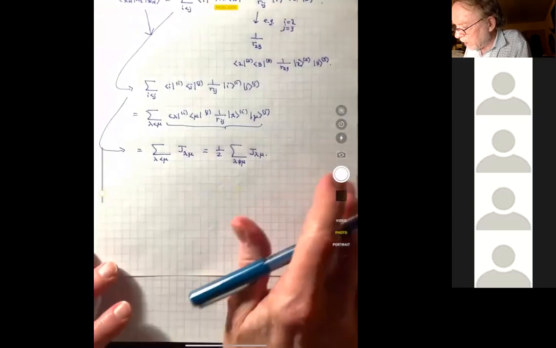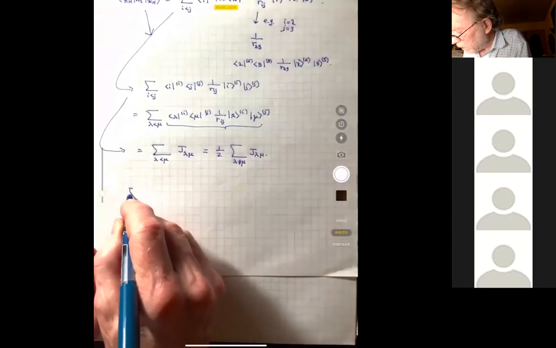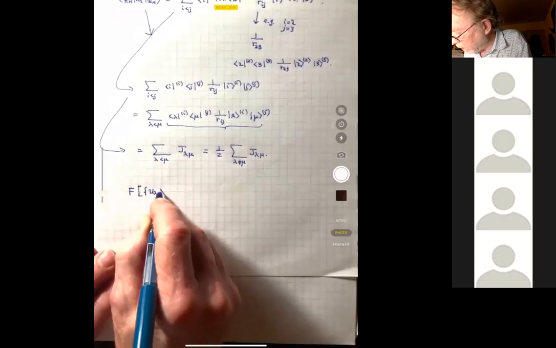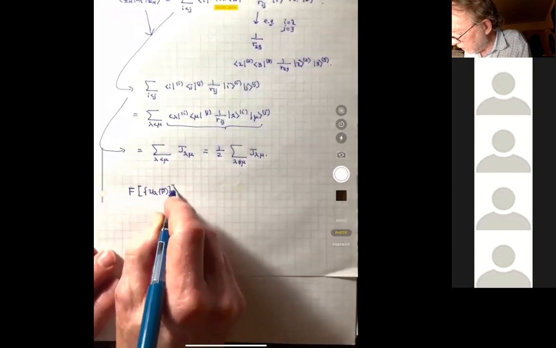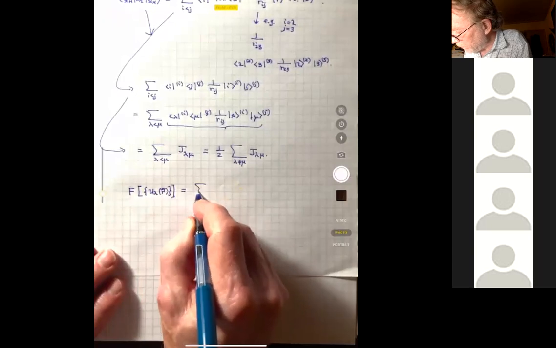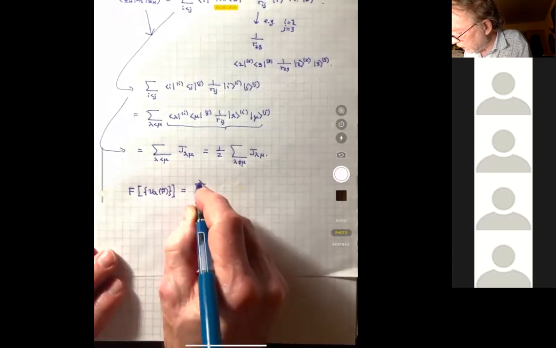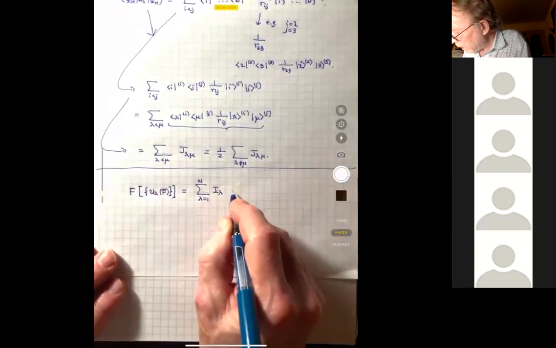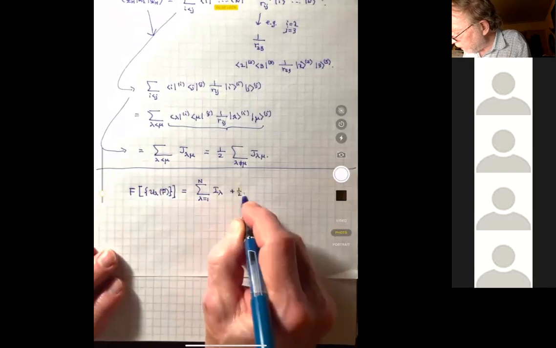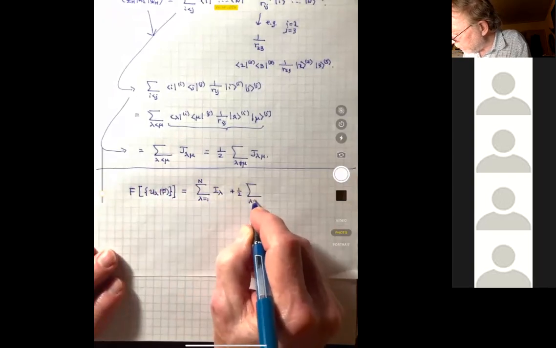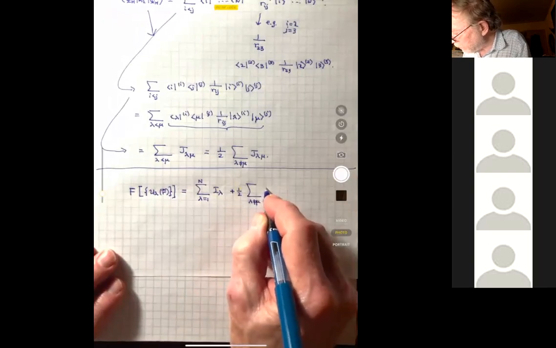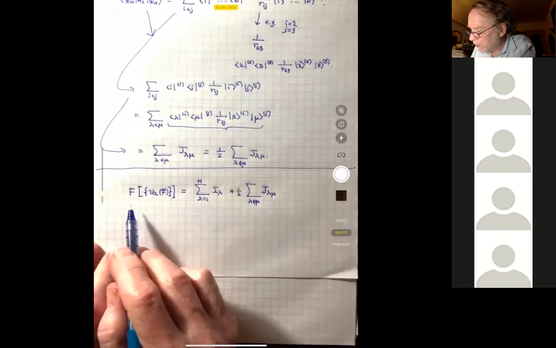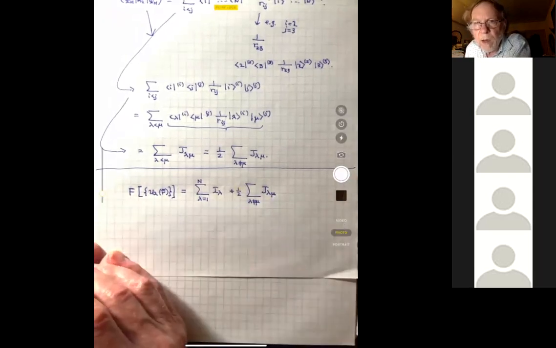So now what this means is that we can set up a functional, and the functional depends on the collection of the spatial wave functions u lambda of r. I'll write it like this. And it's equal to, for the single particle terms, the sum from lambda equals 1 to n of I lambda, plus 1/2 the sum over lambda not equal to mu, all pairs that are not diagonal, of J lambda mu. And this then is the energy functional for Hartree's trial wave function.